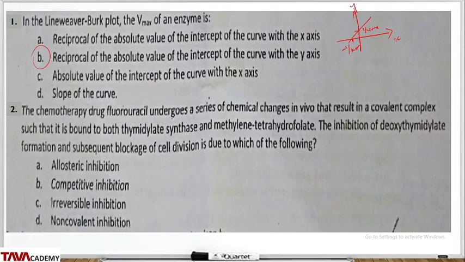Question 2. The chemotherapy drug 5-fluorouracil undergoes a series of chemical changes in vivo that results in a covalent complex such that it is bound to both thymidylate synthase and methylene tetrahydrofolate. The inhibition of deoxythymidylate formation and subsequent blockade of cell division is due to the following. Now, the watchword to see here is covalent complex. So when a covalent complex is formed, that is irreversible inhibition.